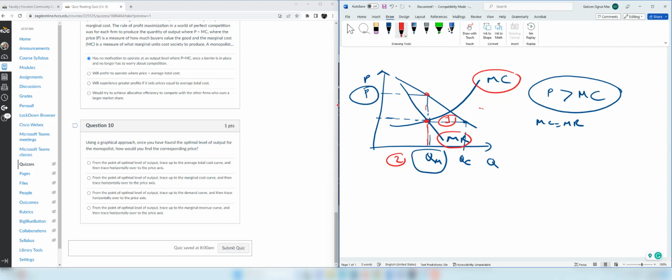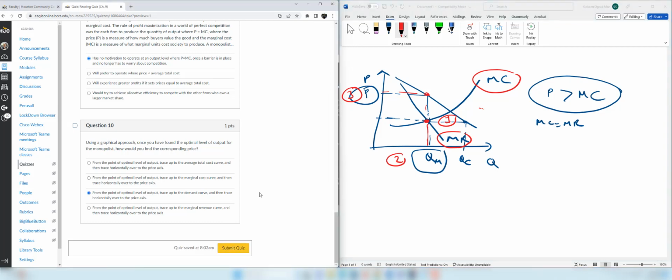Third, go to the demand curve to find the price. Okay. So these are the steps you need to follow to find the optimal price and optimal quantity in a monopoly market. So let's find out the right answer. From the point of optimal level of output, we need to go up to the demand curve, then trace horizontally over to the price. This is the right answer.